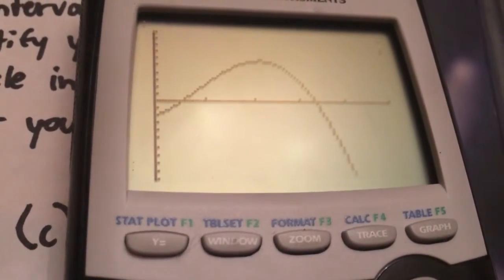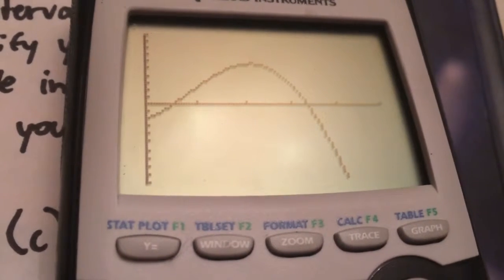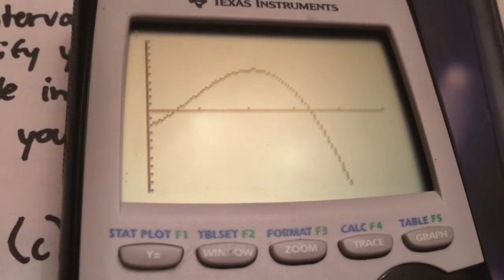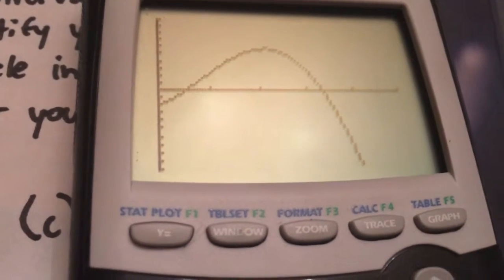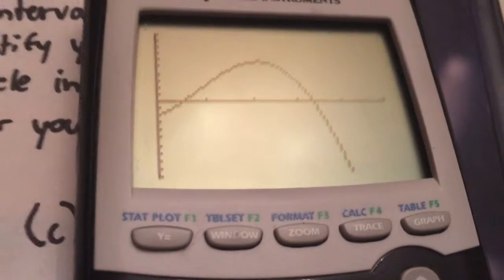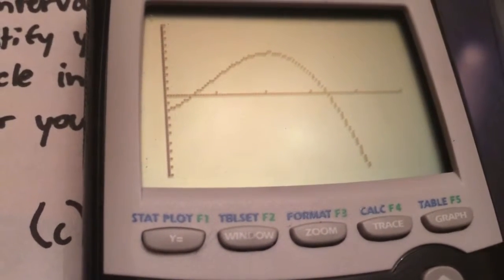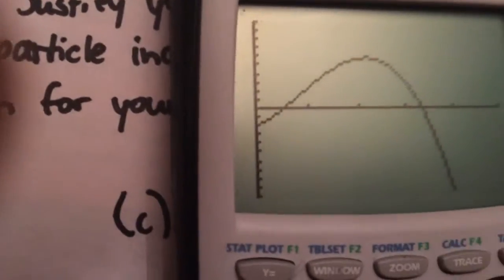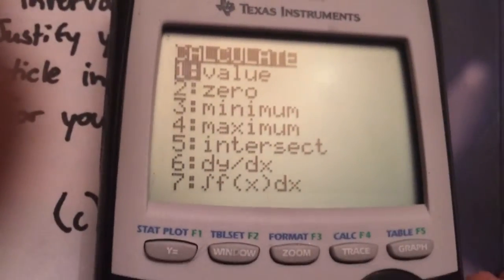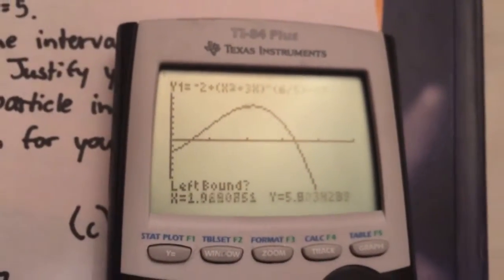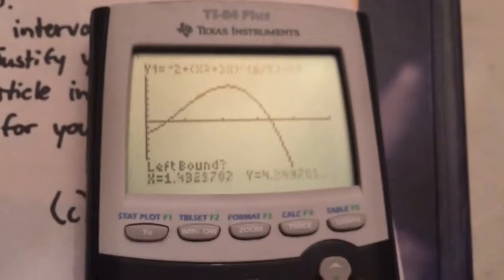Where the particle changes direction is where it crosses from the negative y-axis to the positive y-axis. So how I'm going to calculate where it changes direction is I'm going to find the zeros, because the zeros indicate where the line itself changes direction and where it becomes negative to positive or positive to negative. So what I'm going to do is second calc once again, and I'm going to go to 0, and I'm going to go all the way down here. I have to wrap tab for this one.